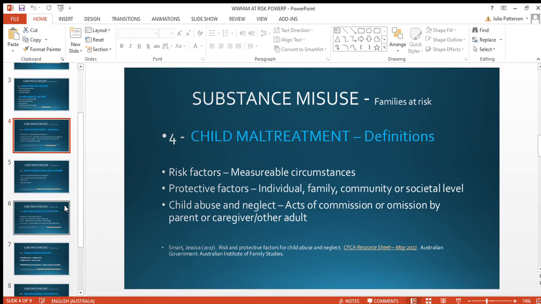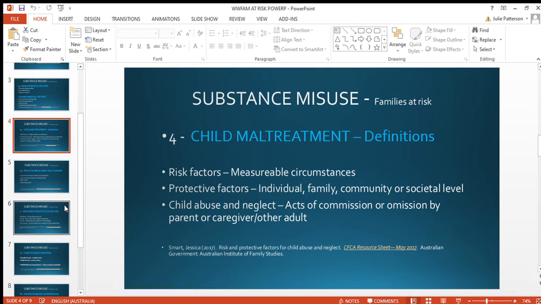Slide 4. Substance misuse under child maltreatment. The Australian Institute of Family Studies provides further understanding into what risk factors, protective factors and child abuse and neglect look like. So they define risk factors for child maltreatment as measurable circumstances, conditions or events that increase the probability of a family having poorer outcomes down the track.